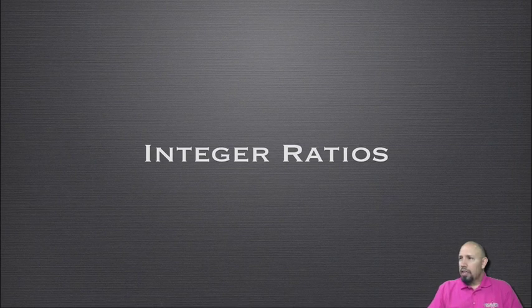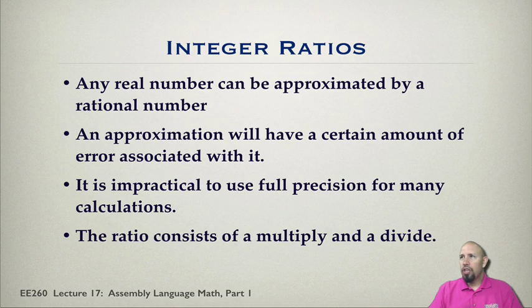The last thing I want to talk about in this discussion today is integer ratios. It turns out that any real number can be approximated by a rational number. Again, a rational number is an integer over an integer. An approximation will always have a certain amount of error associated with it. But for many calculations, it's impractical to use full precision anyway.